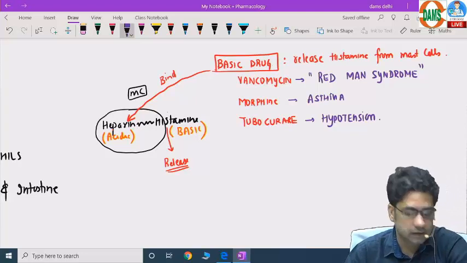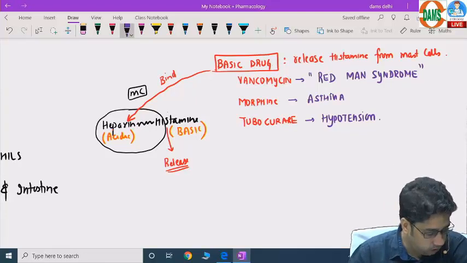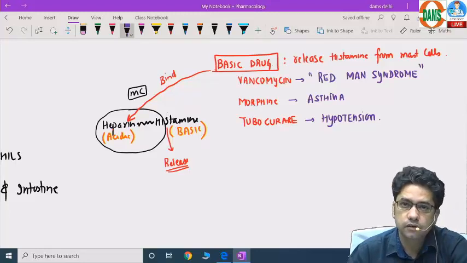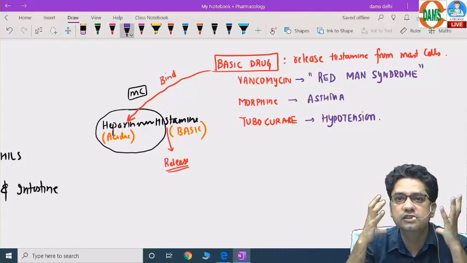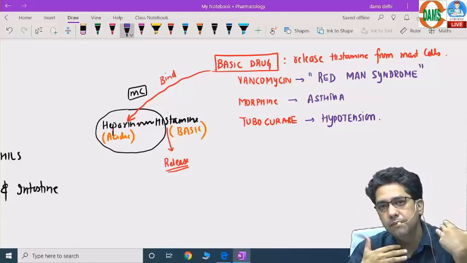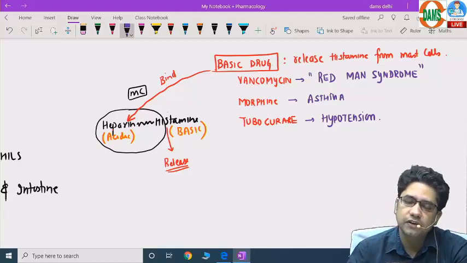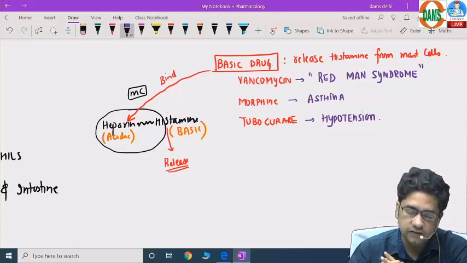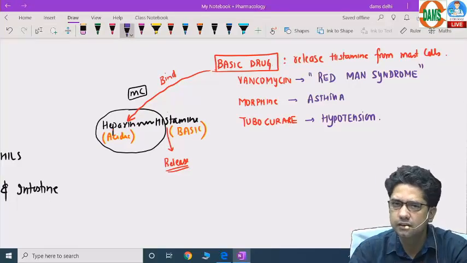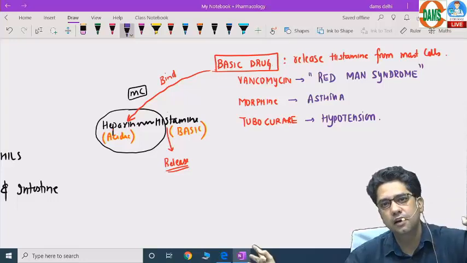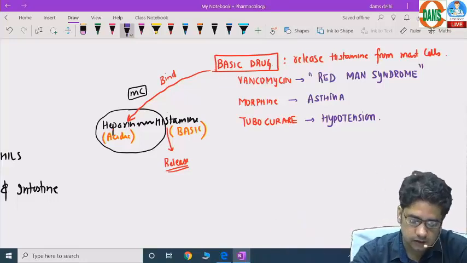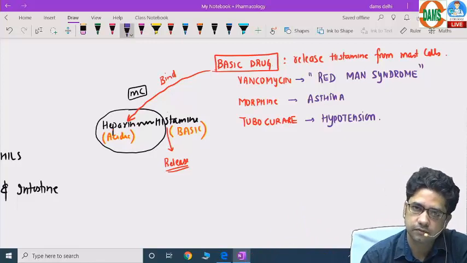I hope the concept is clear to you now. Okay? So vancomycin causes red man syndrome, severe vasodilatation, flushing on skin. Morphine we had studied, it caused asthma. Why? Because it causes histamine release. Any drug which ends with the word curare is generally a basic drug. They cause histamine release, hypotension. It is a muscle relaxant, and as soon as it is given the patient goes into hypotension and dies. Okay? So this is the first concept.